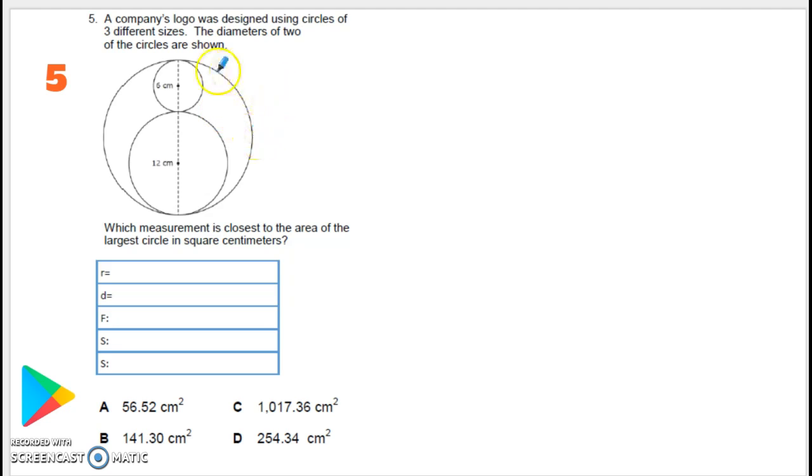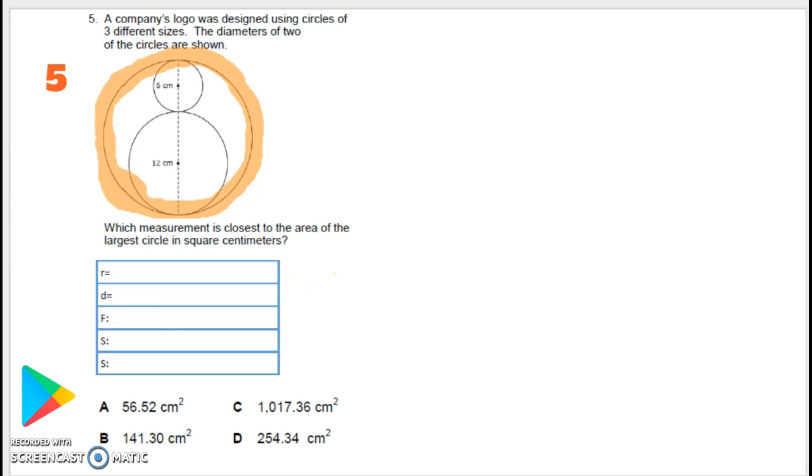So the first thing we need to do is identify the largest circle. We have the smallest circle here. We have the medium circle here. But then we have this really big circle around the outside. That looks terrible, but you get what I'm doing there. All right, so anytime we're working with circles, we need to find the radius and diameter.